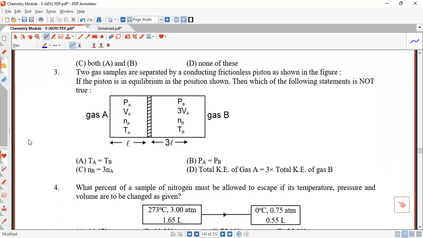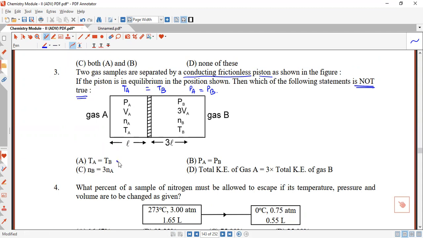Question number 3. Two gaseous samples are separated by a conducting frictionless piston. Conducting means over here the temperature is going to be the same, because it is conducting, so energy can pass on, as shown in the figure. If the piston is in equilibrium in the position shown, that means the temperature is the same and the pressure is also the same, because it is at equilibrium position, it is not moving. So whatever the pressure over here is, similar pressure is over here. Which of the following statements is not true? So they are asking which of the following statements is not true.